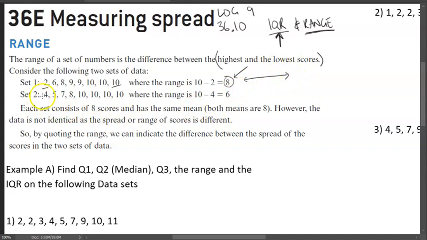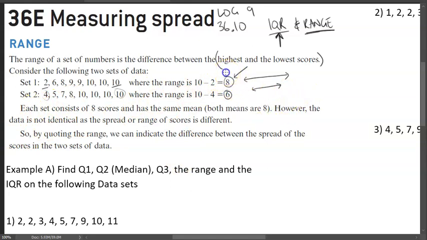In set 2, look at the smallest and the largest, and find the difference. 10 take away 4 is 6. So in this set the range is 6, meaning that the values are quite close together. There's not as much variability within the data points. Each set contains 8 scores and has the same mean. When you work them out, add them all up and divide by 8, both of the means are 8. However, the data is not necessarily identical, as the spread or range scores are different.